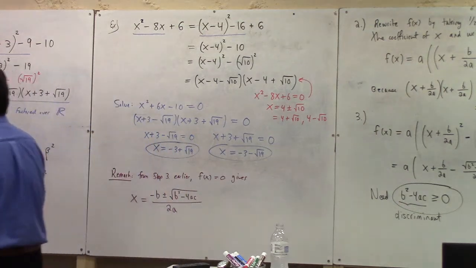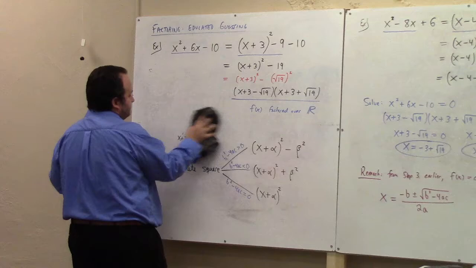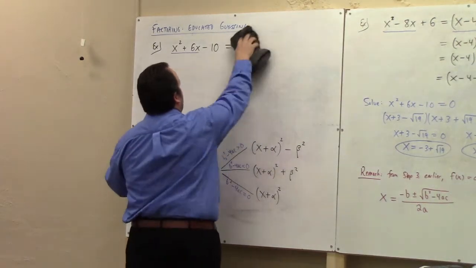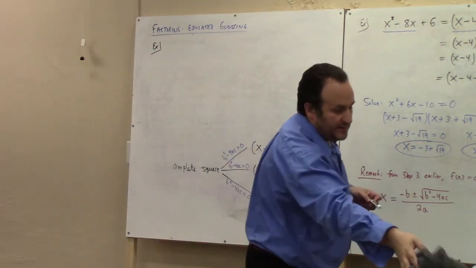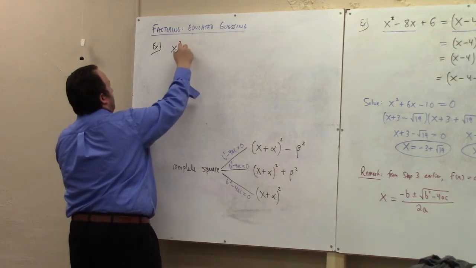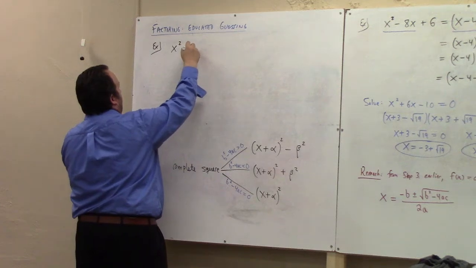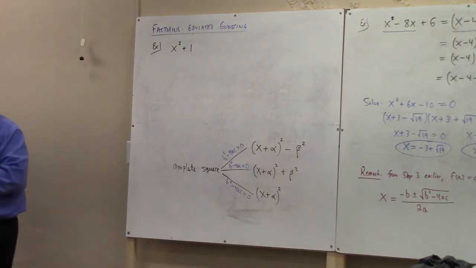All right, fine. Let's look at another example. Let's say we had x squared, well, how about x squared plus 1? This is kind of a stupid example.